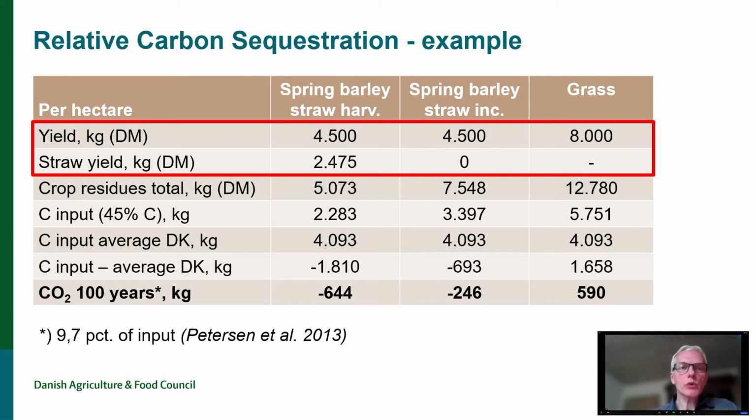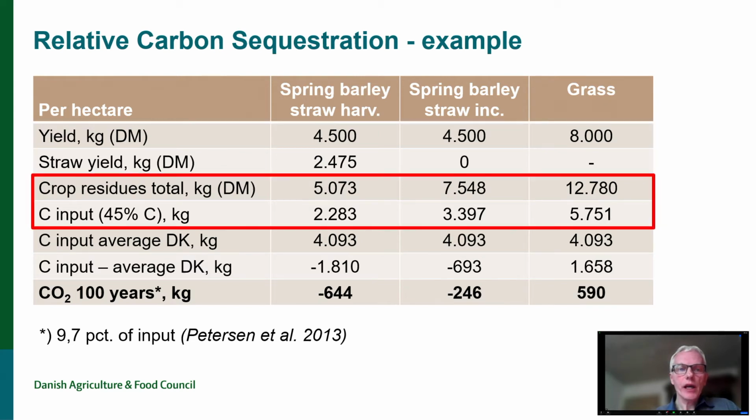So we are going to calculate carbon sequestration in two ways, and I just show here an example of what we call the relative carbon sequestration. In this example, I have a spring crop with and without harvest of the straw, and there's also a grass crop. We need information about the yields. And from the yields, we calculate the carbon input into the soil with these crop residue parameters.